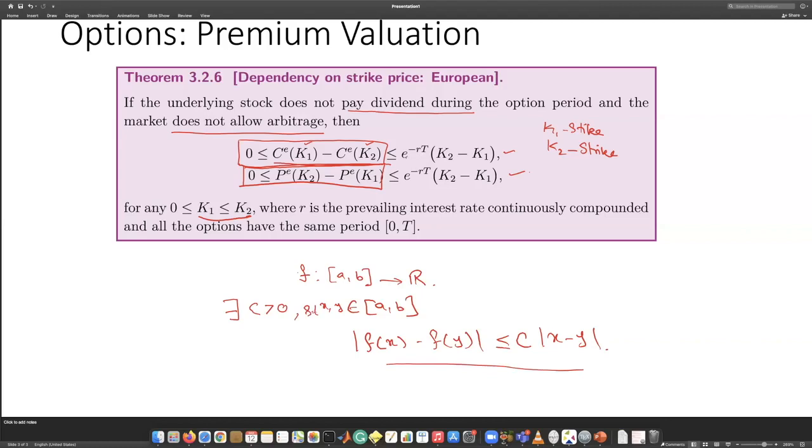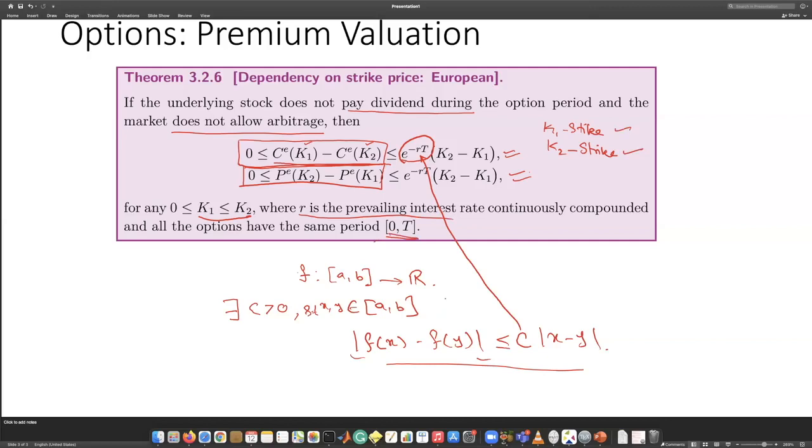If you look at here, you see this is a fixed number because r is fixed, capital T is fixed, therefore it is a fixed number that you can match with your c here. And since everybody is positive, therefore you don't put the modulus there. So you see that these conditions are precisely the Lipschitz condition. In fact, since you are not putting modulus, it is more precisely called a one-sided Lipschitz condition. So that's what the theorem is all about. And r is the prevailing interest rate. And remember, both these options have the same period. That is very important.